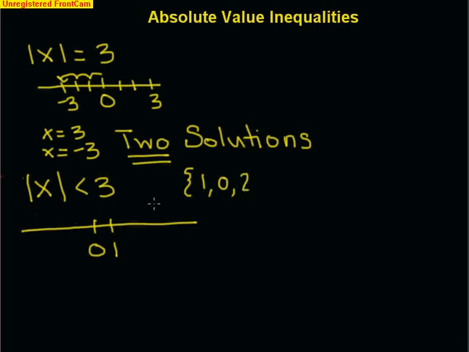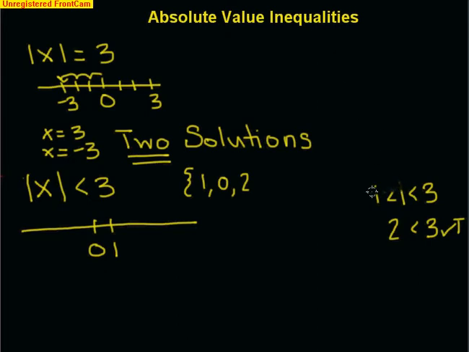I'll do some of my scratch work over here and then erase it. So if I have the absolute value of 2 less than 3. So let's see, the absolute value of 2 is 2 because the distance is 2 units. Check. This is a true statement. Therefore, 2 is a solution.